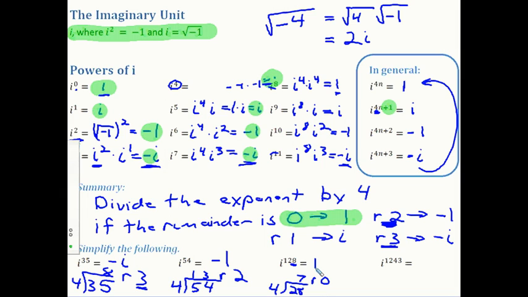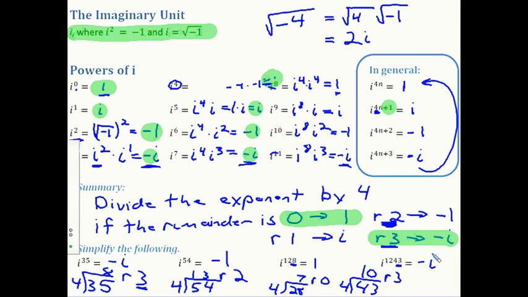Using that same thing I just mentioned, I only need to look at these last two digits, because anything bigger than that, 1,200, that's divisible by 4. So I just have to look at the 43. 43 divided by 4, that goes in 10 times remainder 3. And again, that's something you can do in your head. So we got a remainder 3. Remainder 3 from this one here, we know is negative i.